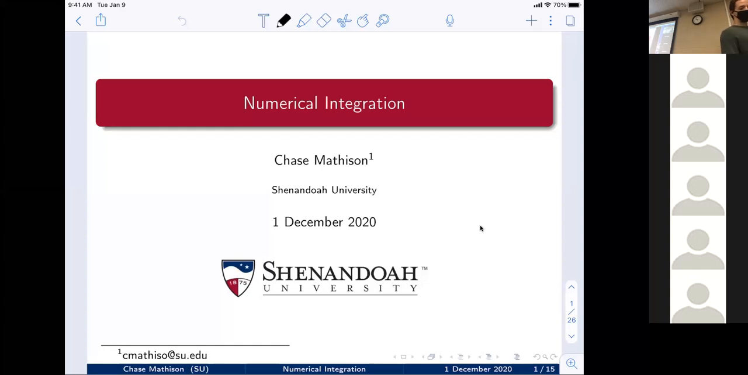Today we're going to be talking about numerical integration. It's a very fun subject. We're only going to see the very tip of the iceberg here. If you want a more in-depth look at numerical integration, I encourage you in the future to take the numerical analysis course that's offered here. We talk a lot about numerical integration, and it's quite fun indeed.